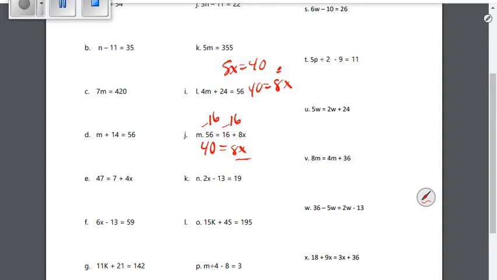So now you divide off the 8, and you'll have x is equal to 5. I check it. 8 times 5 is 40. So we need to see that 8 times 5 is 40, plus the 16, yes, equals 56. Okay. All about doing the opposites.